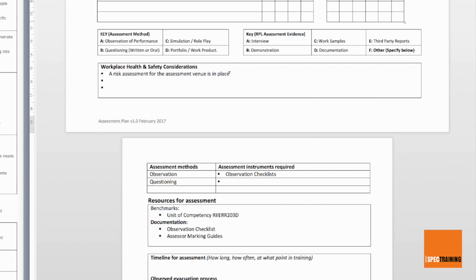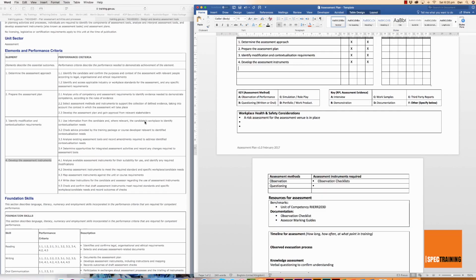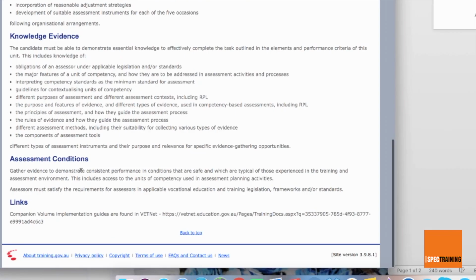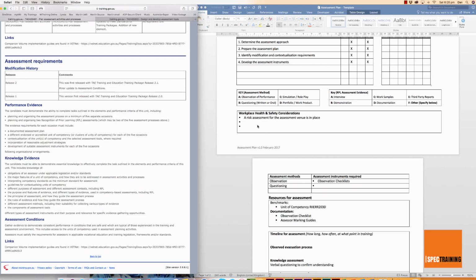As an assessor, when you're conducting assessment, you must make sure that the assessment takes place in a safe environment. This is also highlighted on the bottom of your unit of competency under assessment conditions. It says the conditions that are safe and which are typical of those experienced in the training environment. So if this is happening in a workplace or in a simulated environment where you are going to assess the person in person, then you need to make sure it is safe and you need to put some considerations in here.